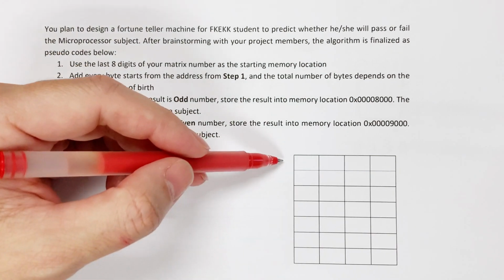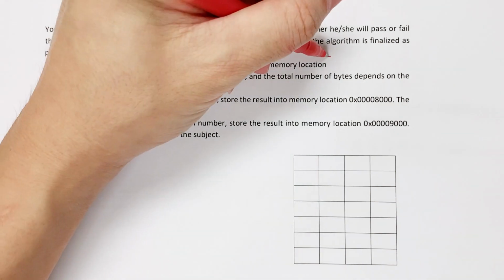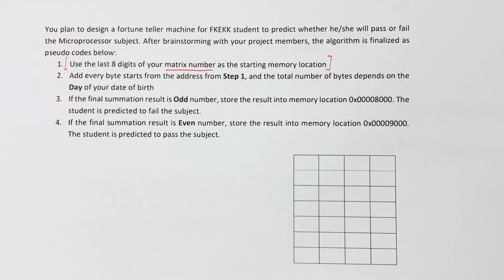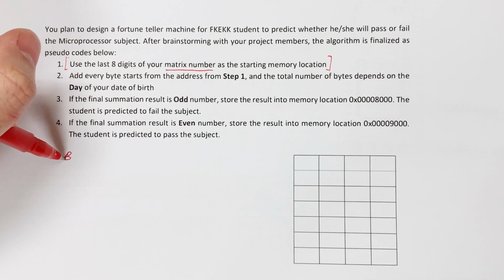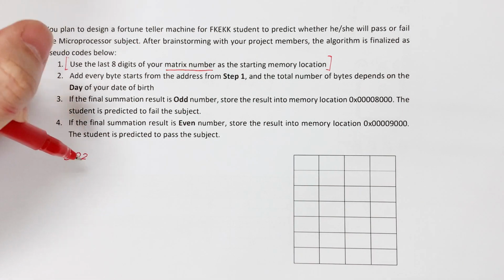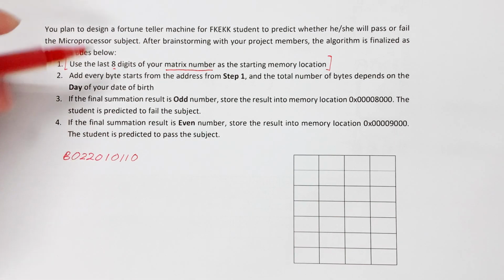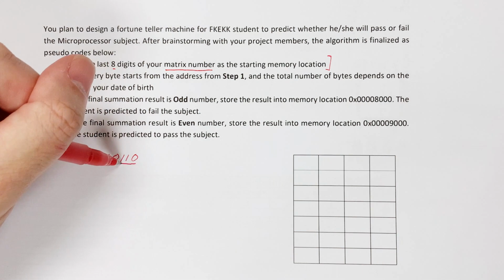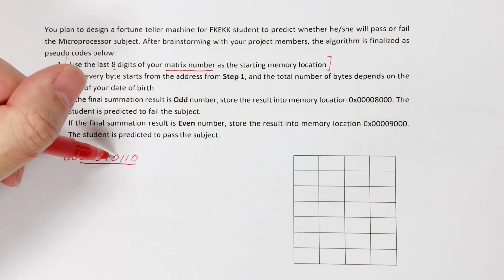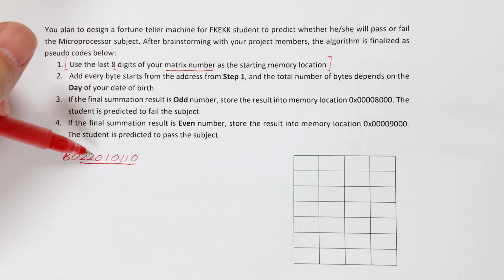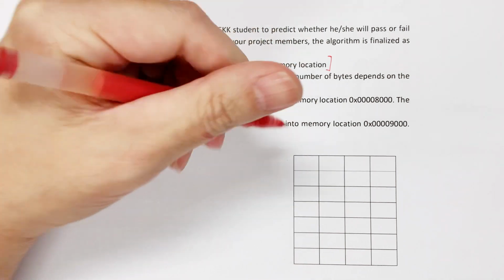So we start with a memory address, and the address is given by the matric numbers from your ID. Let's say your matric ID is 0, 2, and the last 8-digit numbers that you could find from your matric number would be 22, 01, 01, and 10. These numbers will become the starting address of the memory location.